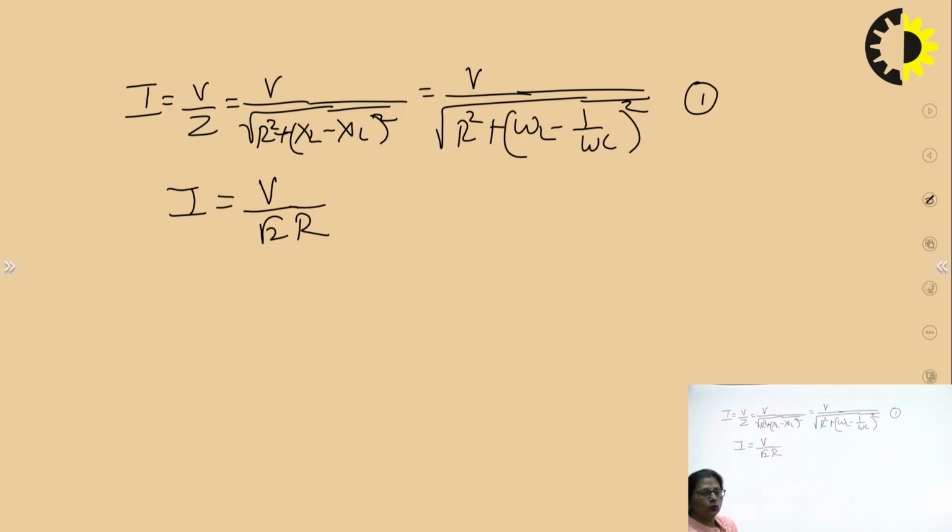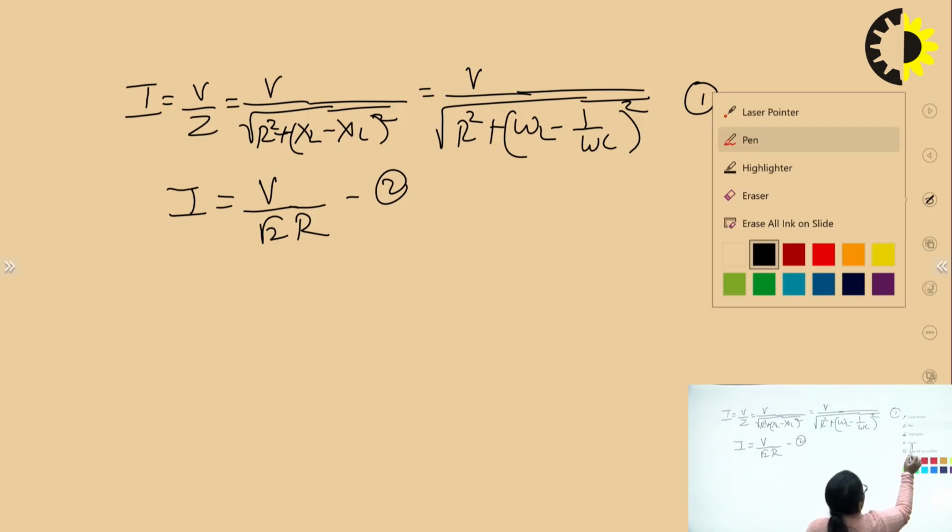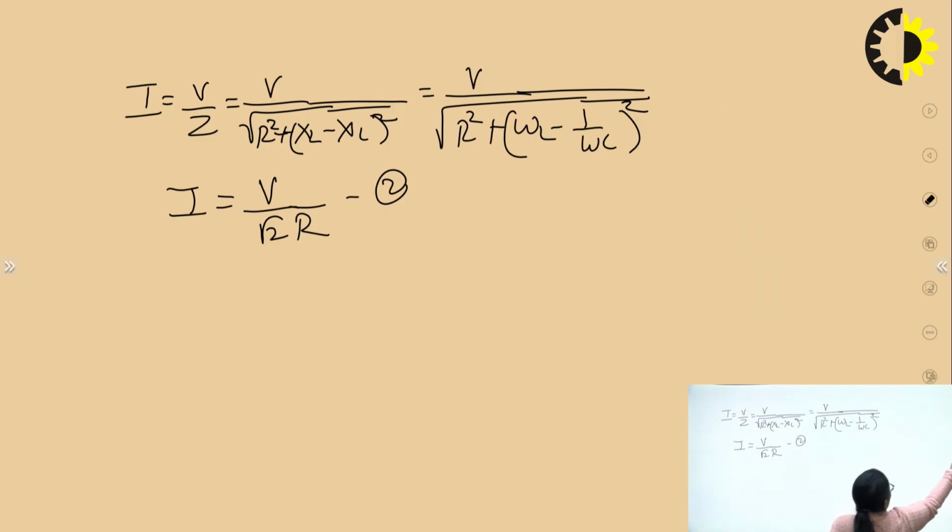Im by root 2, right? And Im by root 2 can be written as Im is V upon R, this is root 2, right? So these two I may be just equating 1 and 2. Just equating the two equations, this is equals to V upon root 2 R.